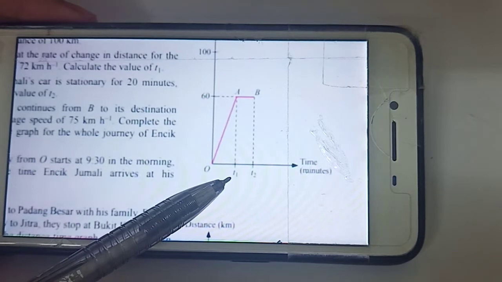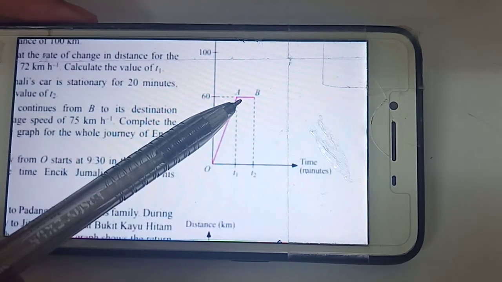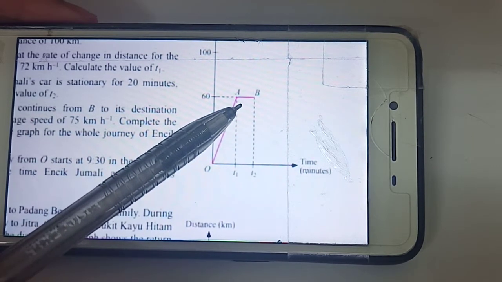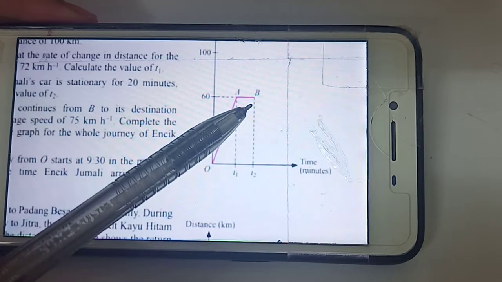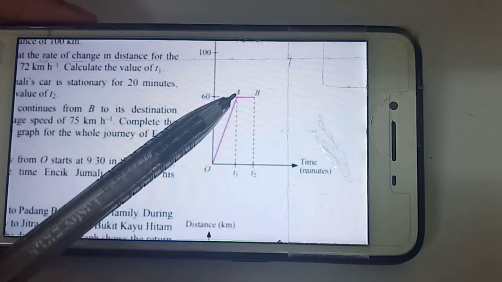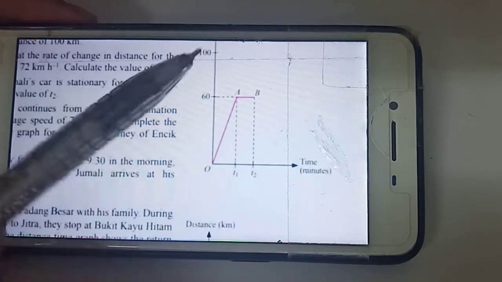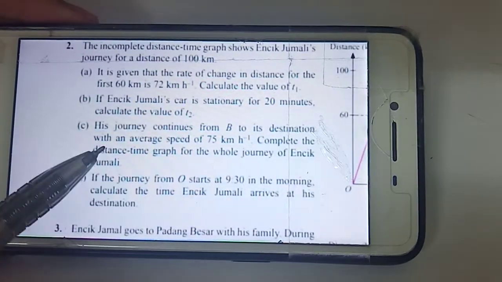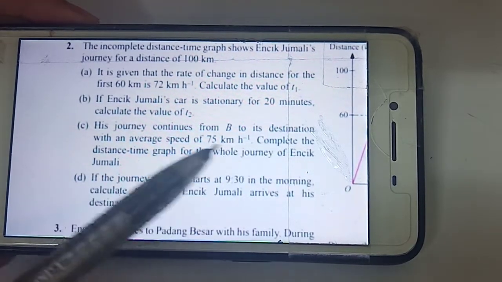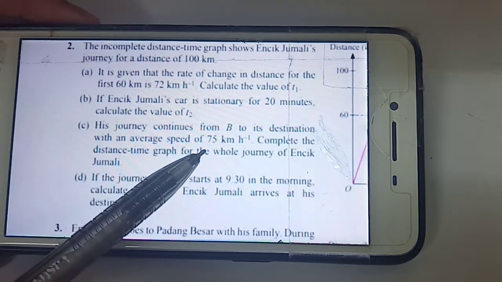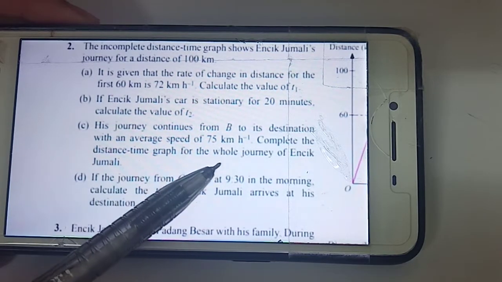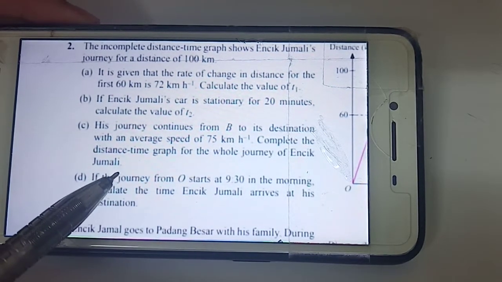So after we find the value of T1, we know that Encik Jumali's car is stationary. Stationary means it's not moving for 20 minutes. Then we can find T2: T1 plus 20 minutes gives T2. His journey continues from B to its destination with an average speed of 75 km per hour. Complete the distance-time graph for the whole journey of Encik Jumali.